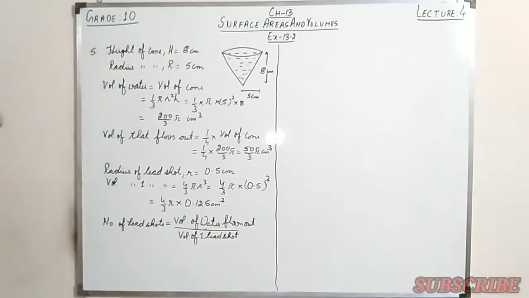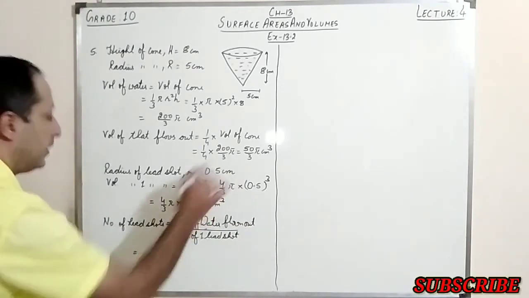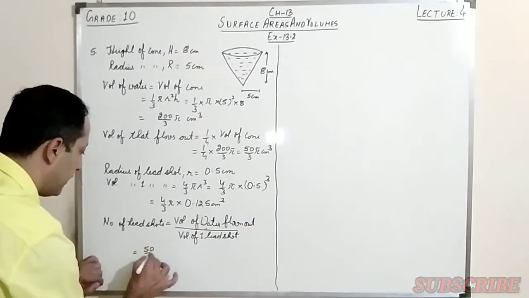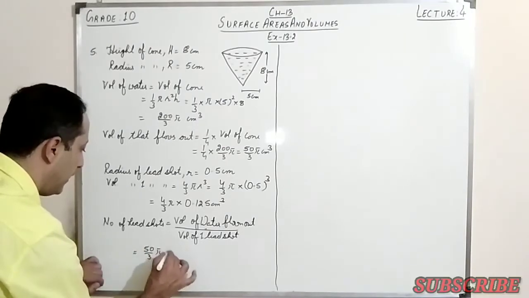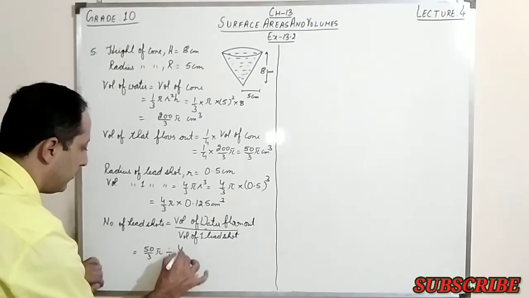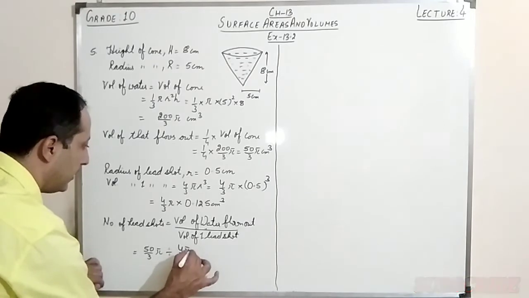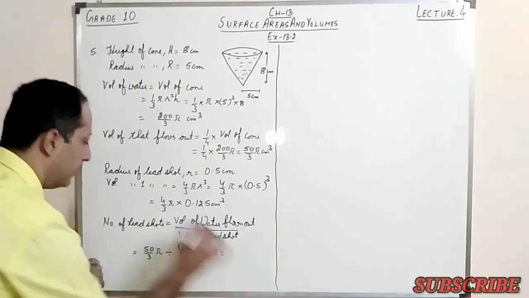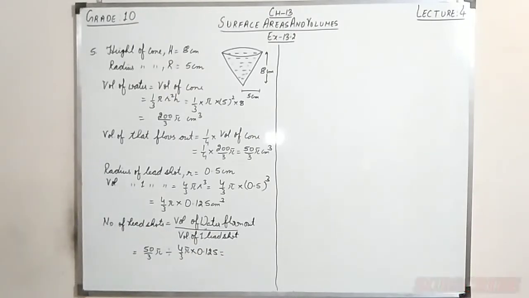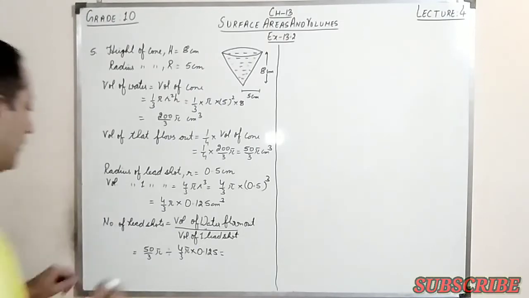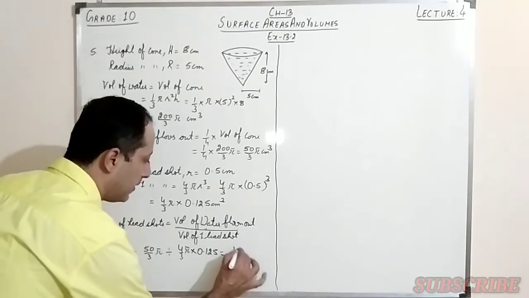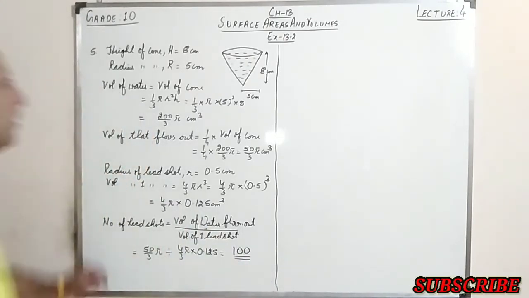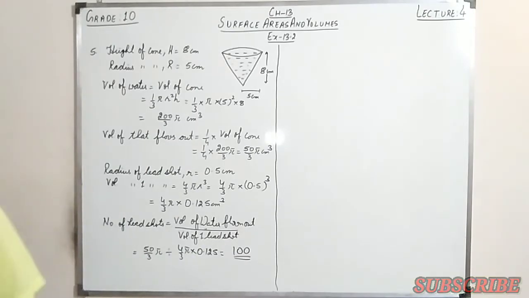Right. So this is basically equal to 50 by 3 pi and divided by 4 by 3 pi multiplied by 0.125. So now what we have to do, we have to simplify this thing, and after simplifying what we get the value of number of lead shots equal to 100. Right. So this is the answer for question number 5.